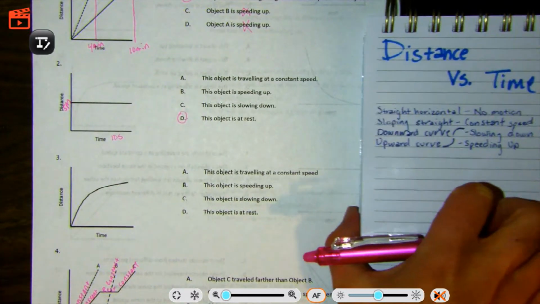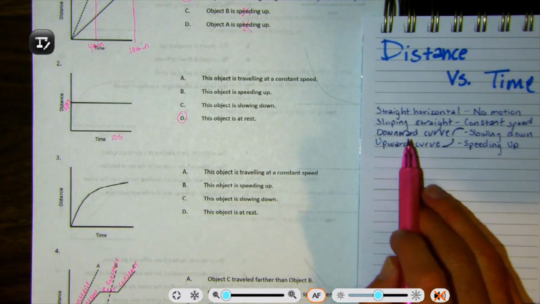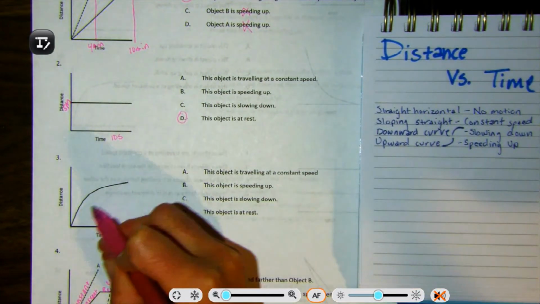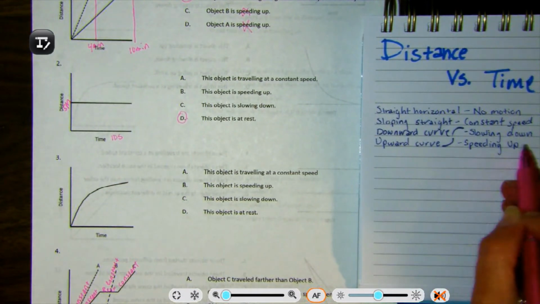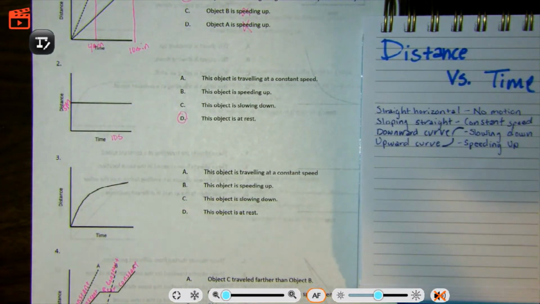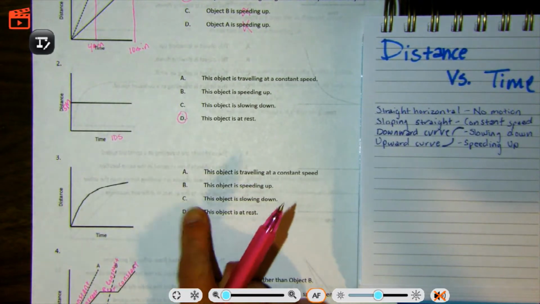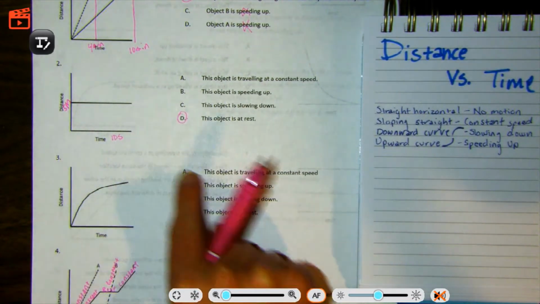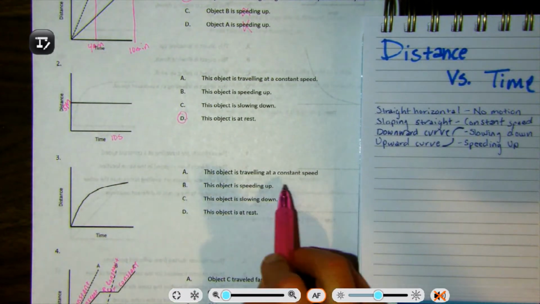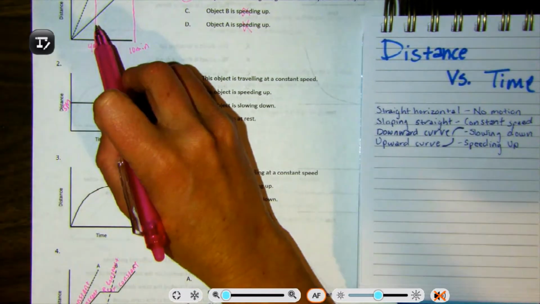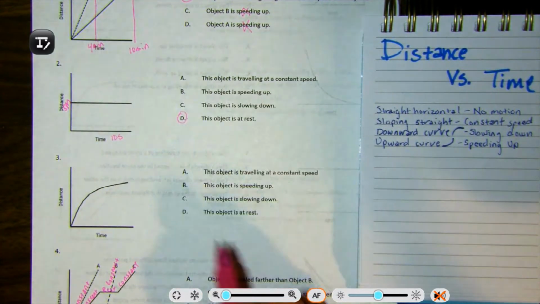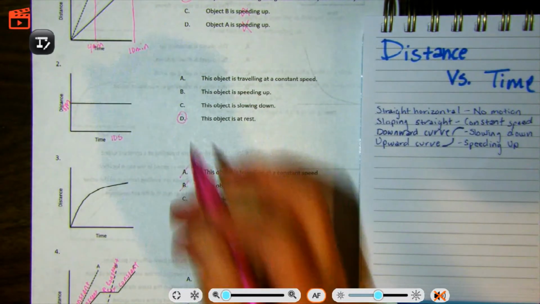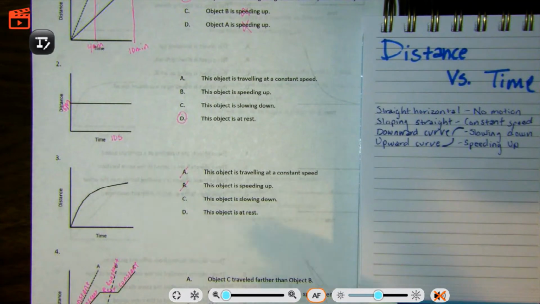Here, and let's look over here at my little notes. Downward curve is going to be, looks like that one, right? And a downward curve means slowing down. So anytime you see a curve going like that, it means it's slowing down. All right, so the object, not a constant speed, because we know this up here is a constant speed. So wrong. Object is speeding up. Nope, because it is not the upward curve. And the object is slowing down.